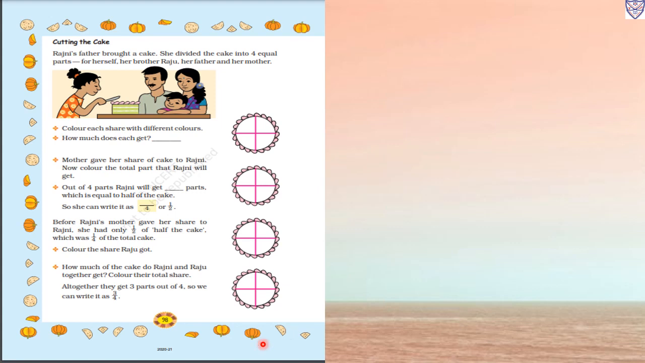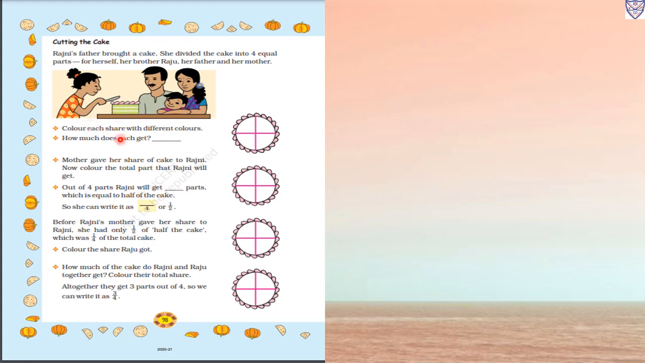Now page number 98, Cutting the Cake. Rajni's father brought a cake. She divided the cake into 4 equal parts for herself, her brother Raju, her father and her mother. How many members are there in total? 4: Rajni, her brother, her father and her mother. She has to make the cake into 4 equal parts.